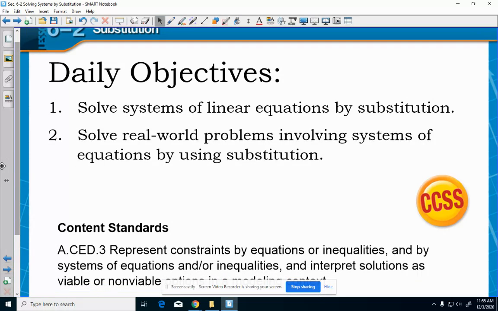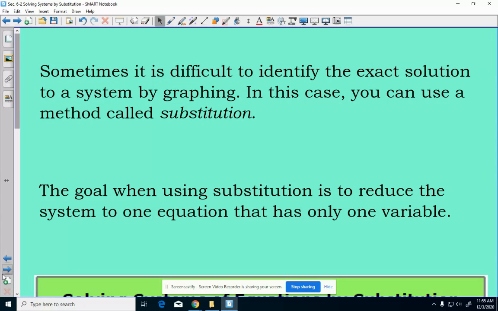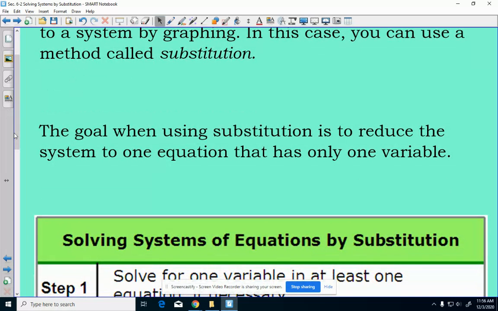This second one, the real world piece, we're going to use tomorrow in class. So we'll extend that second piece tomorrow. Today, we're just going to try to get the basics of how substitution works. We kind of talked about this: graphing is not always our best option. It's great if you're just trying to get an idea of where something is, but as far as an exact solution, it leaves a lot to be desired. So substitution is a way to reduce your 2 equations and turn them into one. I'll show you what that looks like.